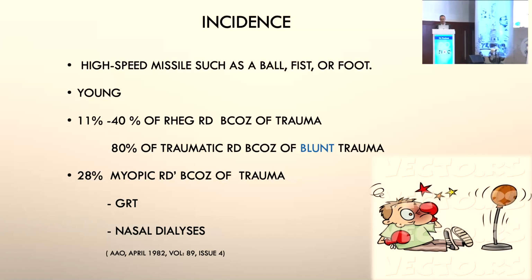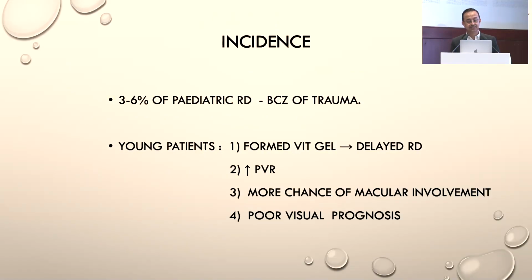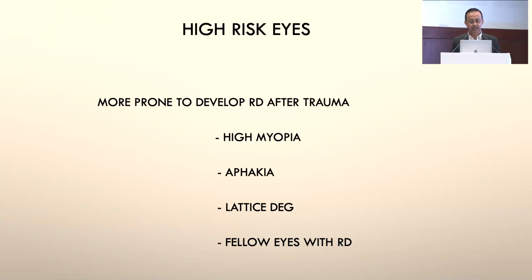We are all aware of the various mechanisms, how it happens, and predominantly these detachments are seen in younger patients, almost 11 to 40% of them secondary to trauma. They are more so seen in high myopes, classically with GRT and nasal dialysis. The incidence varies from 3 to 6%, and classically it is seen more in young patients because they are more prone to injuries because of their active lifestyle and also sports. These are the eyes in which, after receiving a trauma, are more likely to develop a detachment.